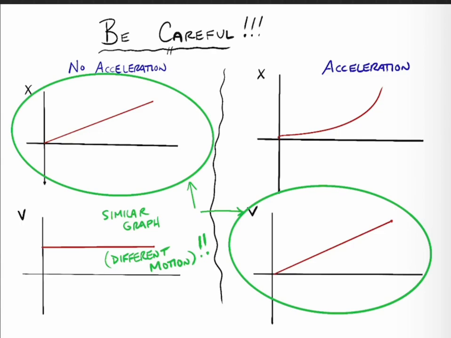So you're not really going to confuse the accelerated position time graph and the constant velocity time graph, because they just don't look the same. One's a horizontal line and one's a curved line.